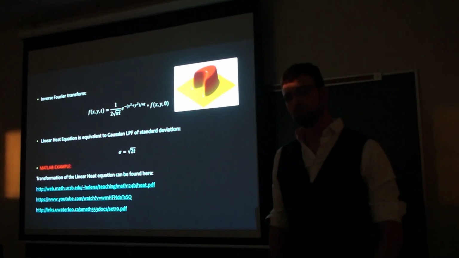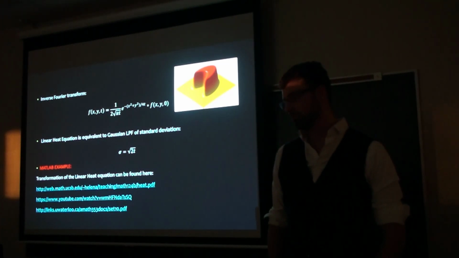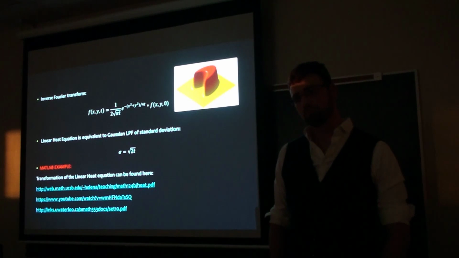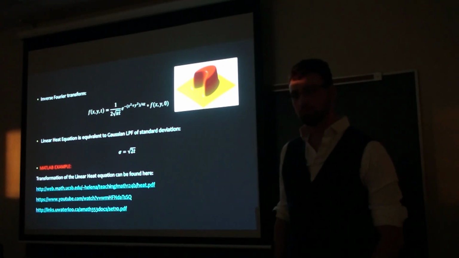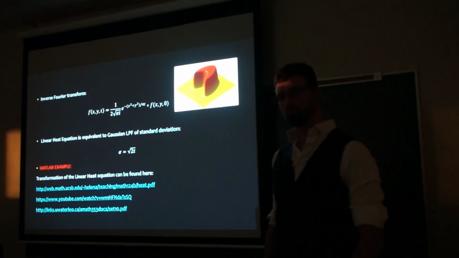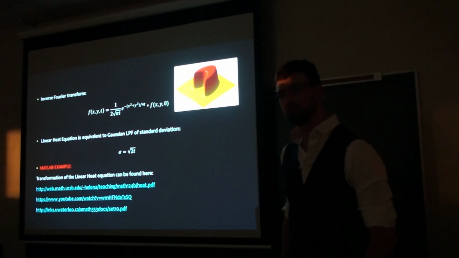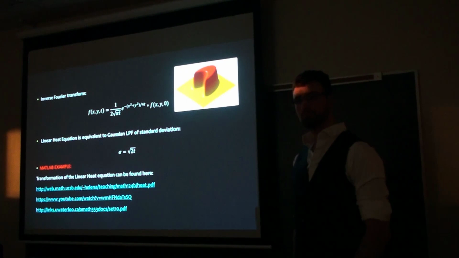And this is completely equivalent to just blurring by a Gaussian, which is just the regular linear filter that we learned about some lectures ago. That's exactly what the heat equation does. So when you evolve the heat equation on an image, you get the same thing as just blurring it with a Gaussian filter.